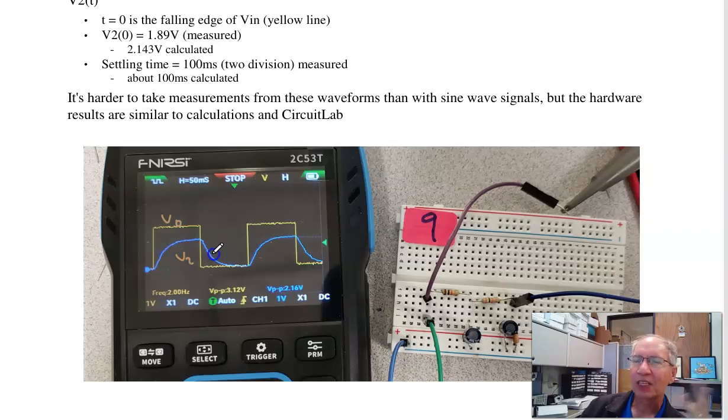Kind of hard to tell. Sine waves are a lot easier to record, to get measurements from. The time responses, it's kind of hard to get information. I can tell you the initial value, kind of tell you how long it takes to settle out, but basically it matches the calculations.